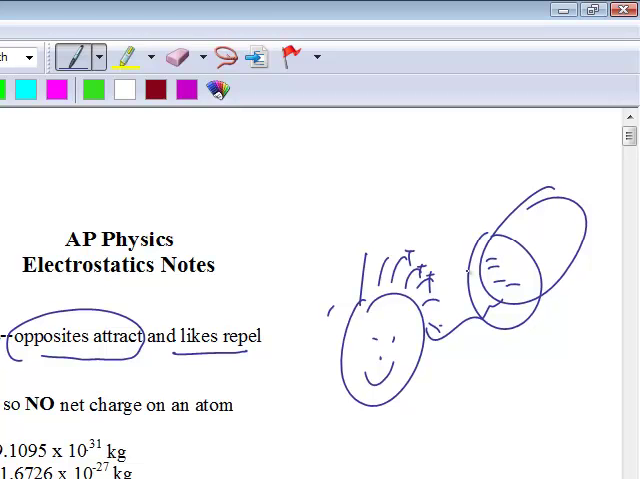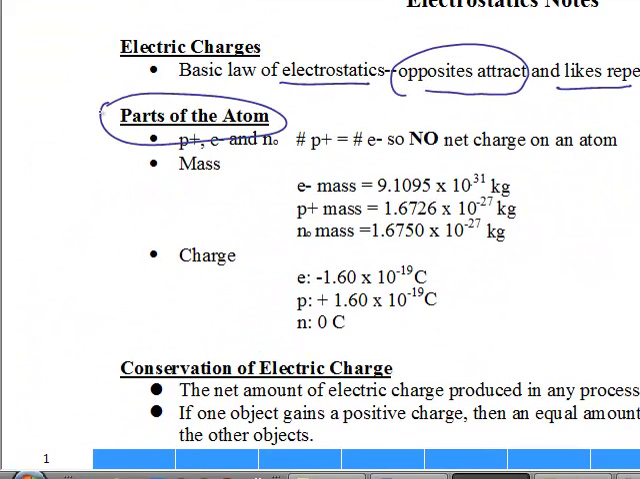The reason that things either attract or repel is due to the parts of the atom and the charged particles within them. There are three particles in the atom that you need to know: the proton, the electron, and the neutron. These masses are here for you to see. They will be provided to you on the equation sheet, and you will be using the mass of a proton, electron, and neutron. Right here, we see the charge on an electron, proton, and neutron.